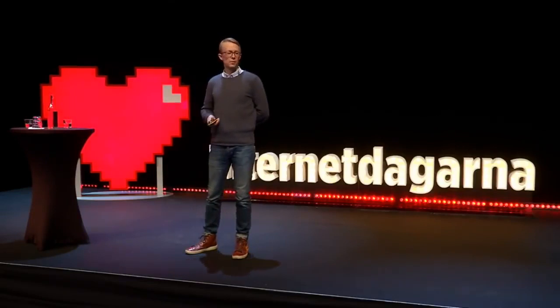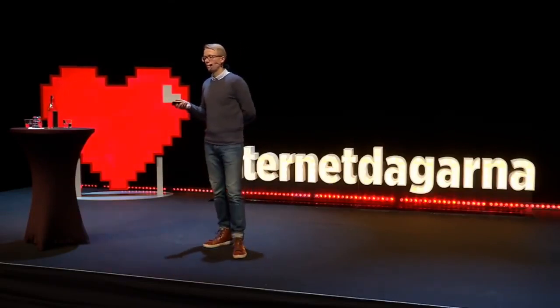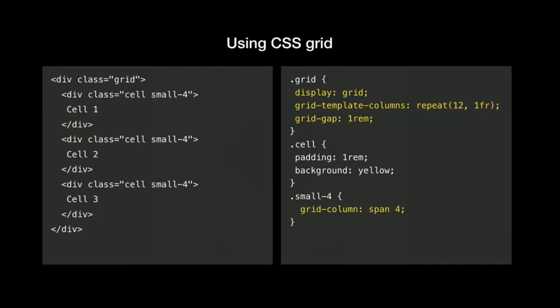Now, let's do the same thing with grid. Now we're setting display grid on the parent item. Okay, that's not that much different from Flexbox. But the big difference is that now we're defining the grid itself. So if you look at the class grid in this bit of CSS, we've got a new property there, grid-template-columns, which has an odd value, repeat(12, 1fr). We'll go into what that is in the next slides. And then we are setting a grid gap.